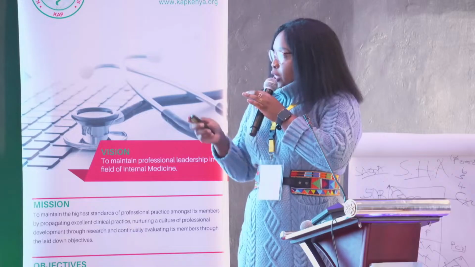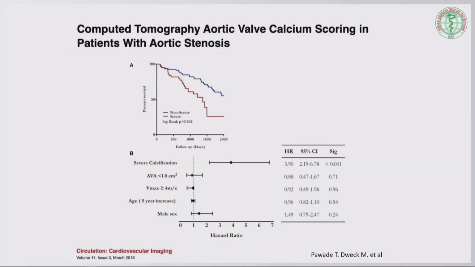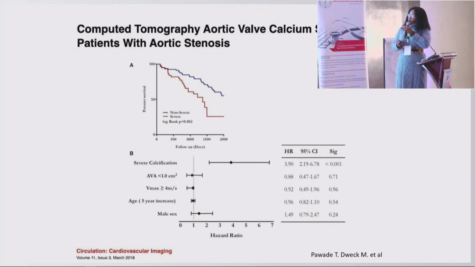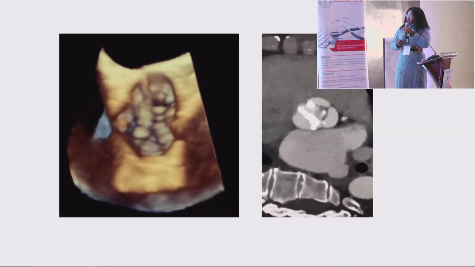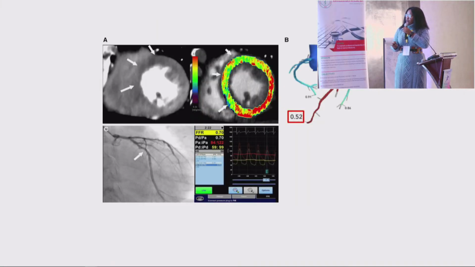And just the same, this study available in Circulation, you can have a look at it, by Pawade and colleagues, that really shows that the more calcium you have, the more poor outcome cardiovascular-wise you do tend to have in patients with aortic stenosis. Just same thing, but you can see how the fusion here goes.